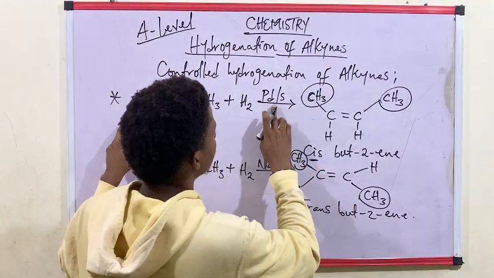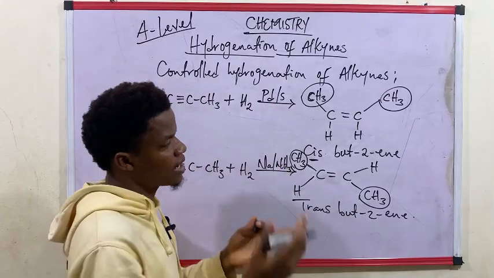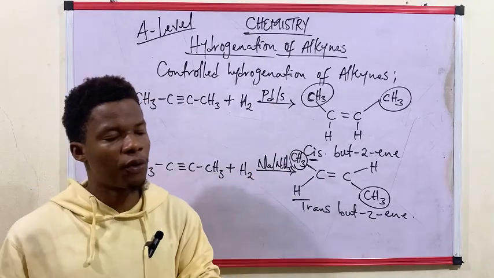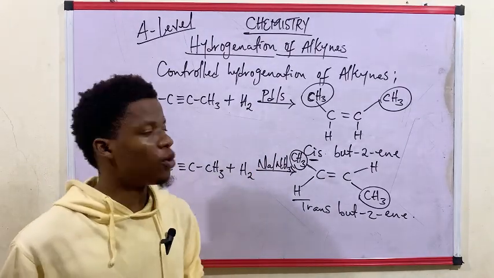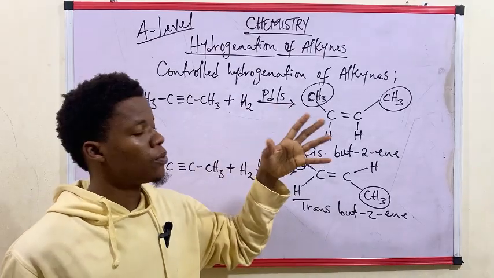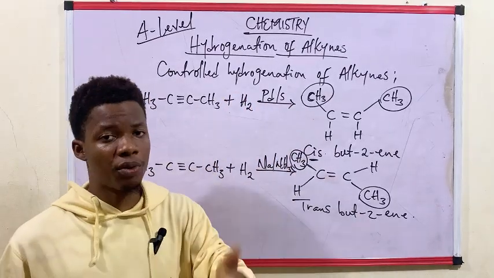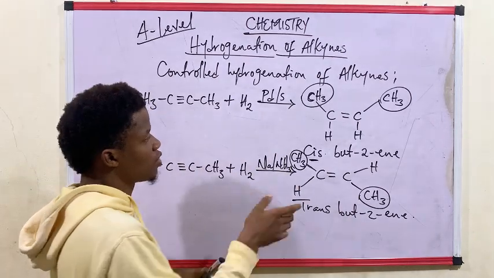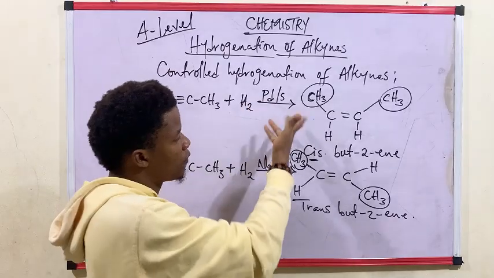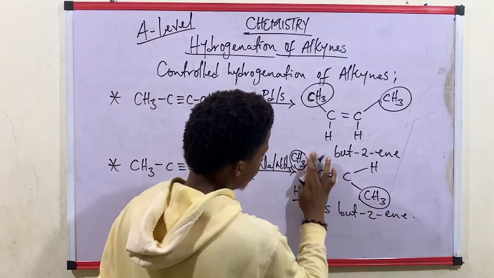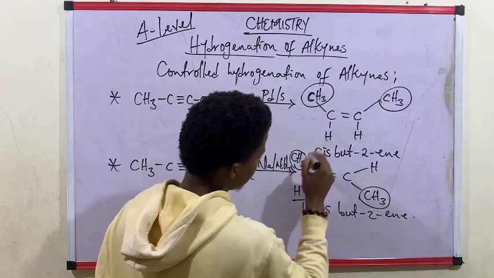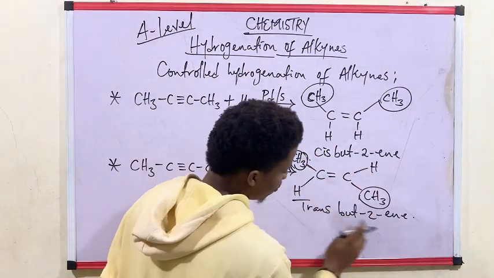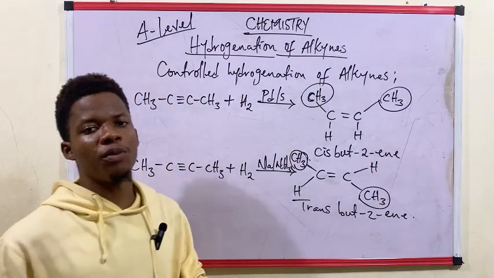Then when you use Lindlar's catalyst, which can be palladium with barium sulfate poisoned with sulfur, or we can have palladium with calcium carbonate poisoned with quinoline. Any of those, but I just used to use palladium and sulfur. So don't forget cis. Then this one is what? Trans. So thank you very much for watching this video lesson.